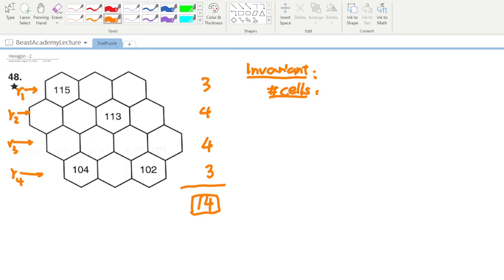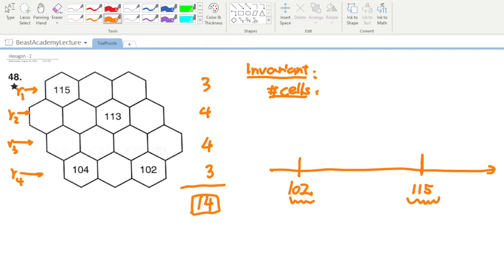Okay, then based on the numbers you see, which is the smallest number? 102. Which is the biggest number? 115. My next question is, between 102 and 115, how many numbers are there?